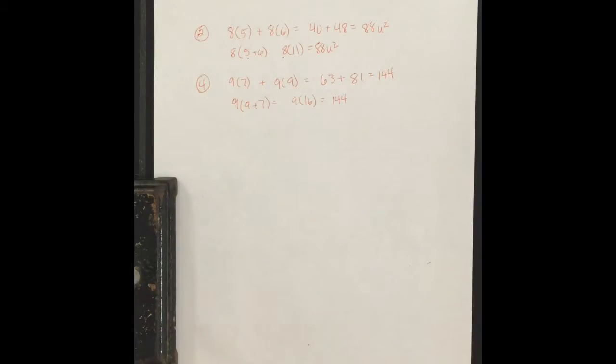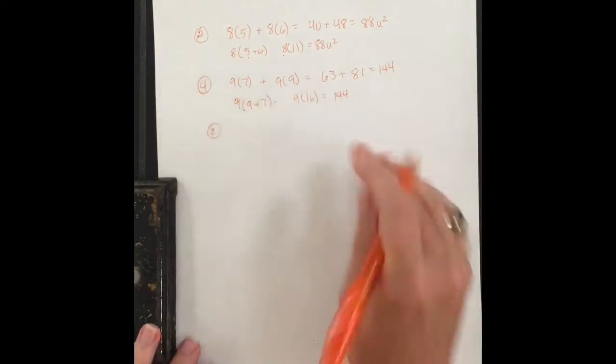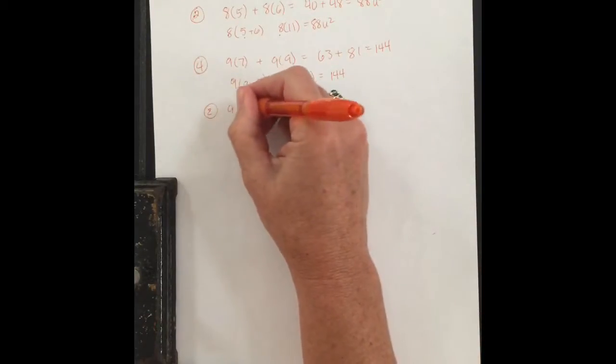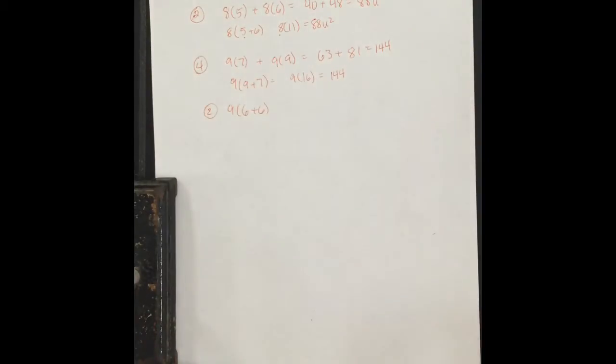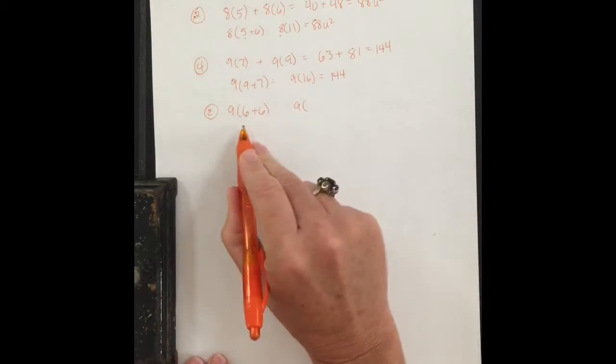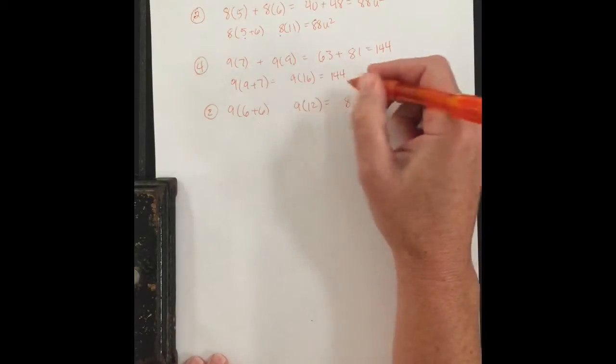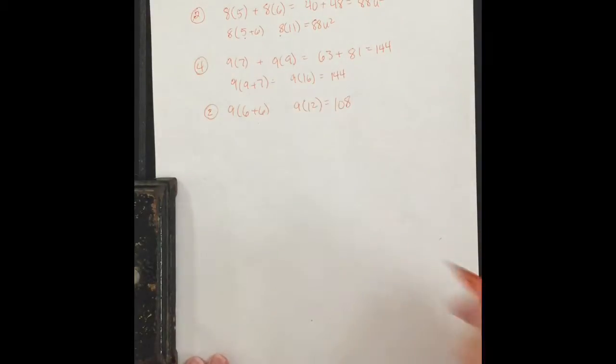Flipping to the back, we're doing just evens, 2, 4, 6, 8, 10, and 12. So I'll start with number 2. You are doing 9 times 6 plus 6. So we're going to solve what's in the parentheses first. Replace 6 plus 6 with a 12. 9 times 12 is 108.